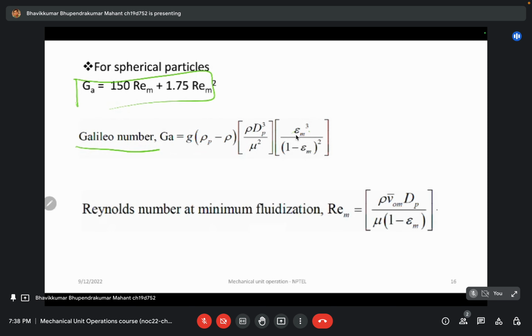Now the Reynolds number at minimum fluidization is Re_m equals rho V naught m bar dP upon mu times (1 minus epsilon m). Okay, so there may be a question on this. Many times you need to first find the Reynolds number, and there are direct questions in which they ask for the Reynolds number at minimum fluidization. So you need to understand how to calculate those.